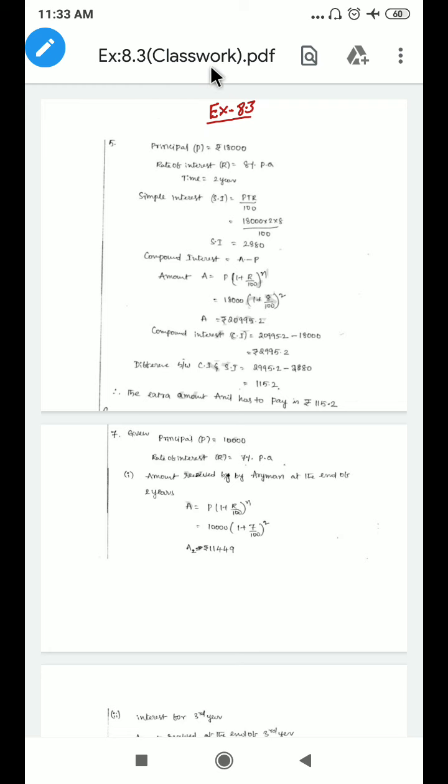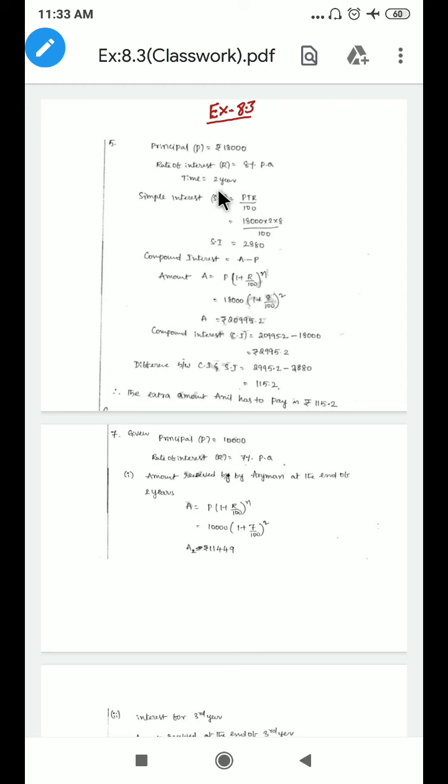So question number 5 is given here. Anil borrowed 18,000 from Rakesh at 8% per annum as simple interest for 2 years. And if Anil borrowed this sum at 8% per annum compound interest, what extra amount would he have to pay? That means firstly you have to find the simple interest, then you have to find the compound interest.